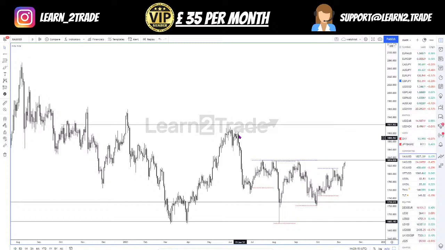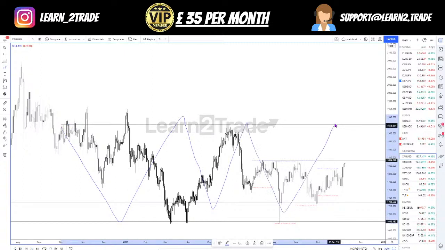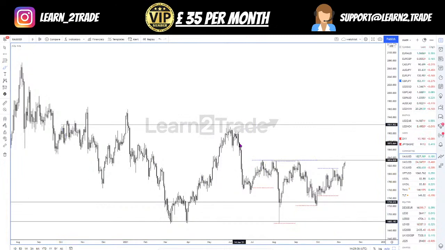And you have to think about what an inverse head and shoulders is. It's a reversal pattern. And right here, since the beginning of October, gold has been trading in a range. So an inverse head and shoulders inside of a range is really not an inverse head and shoulders, in my opinion.